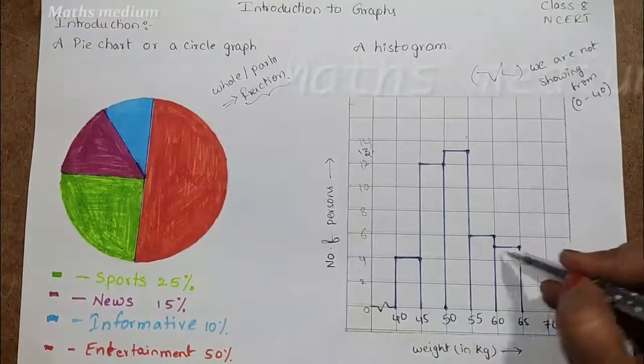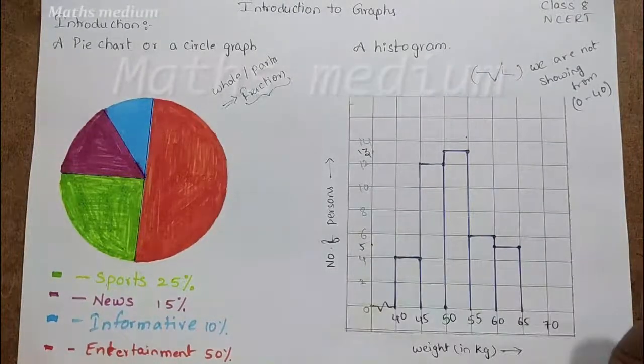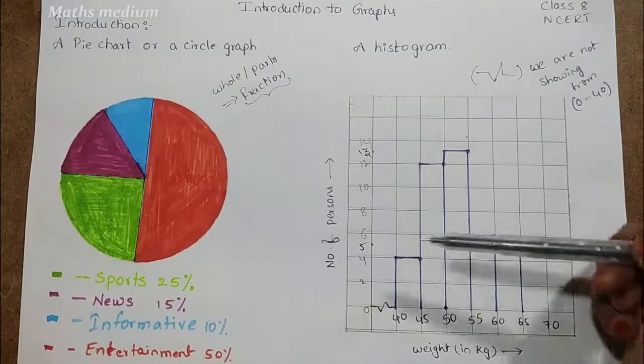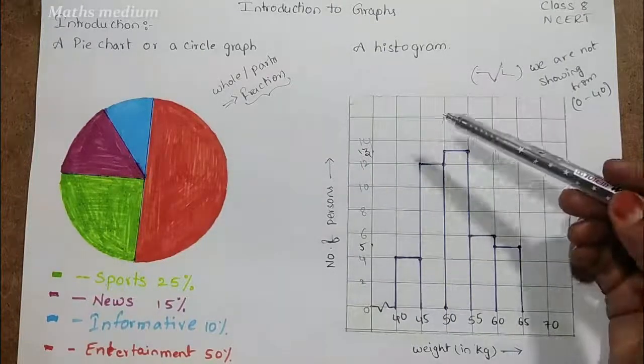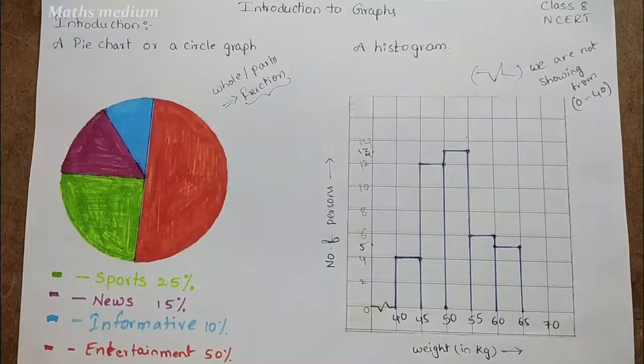And 60 to 65, there are 5. This is half of this. So this is 5 persons. By using this histogram, we can calculate the tabular form, or by using table form, we can form the histogram easily. So in data handling 8th class, we already discussed about the histogram, how to draw a histogram and how to answer the following questions by using the histogram also I explained.